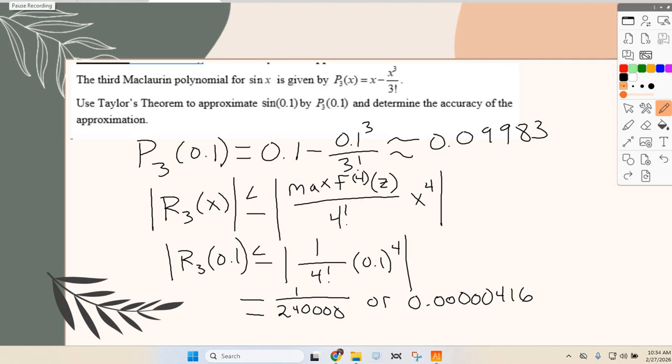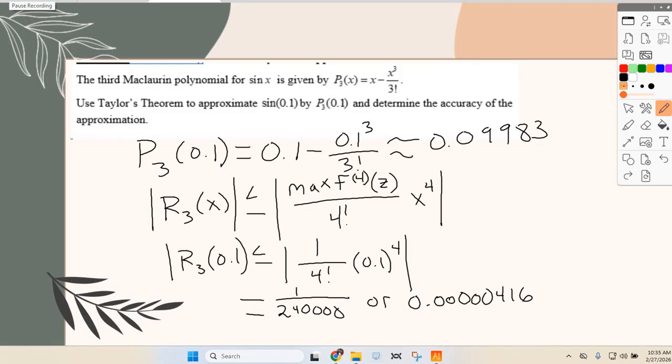Yesterday we started looking at our error for Taylor polynomials. So since Taylor polynomials are an approximation, that does mean that there is some degree of error that goes along with them. And we learned our Taylor inequality. That tells us what our error has to be less than.